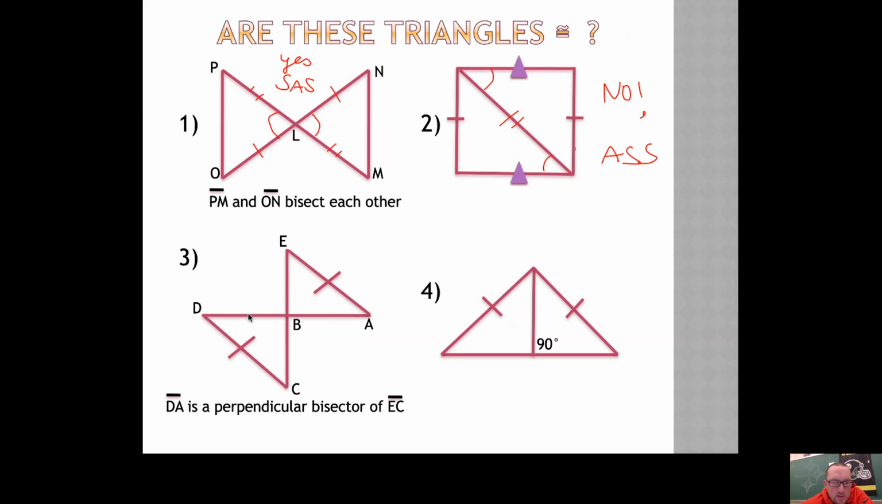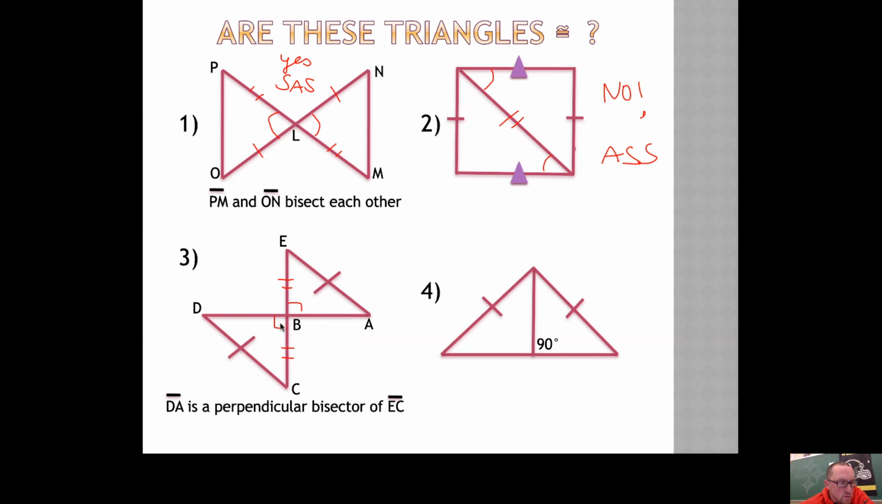Number 3, segment DA is a perpendicular bisector of segment EC. So segment EC is what is getting bisected, so those are the same. And if it's a perpendicular bisector, then these are right angles. Now notice what you have here. You have the same arrangement of parts over here, but the answer was no, because it was angle side side. And it's the same thing here. It's angle side side.